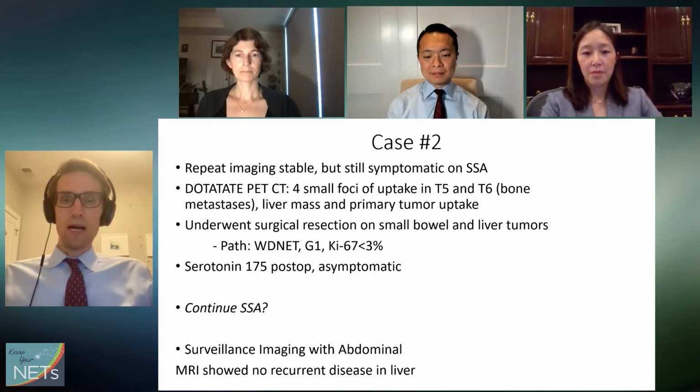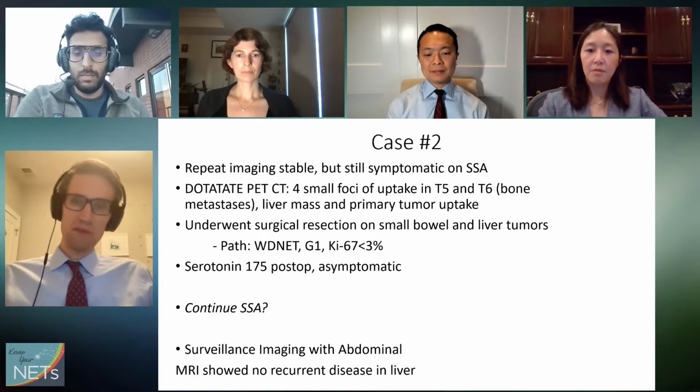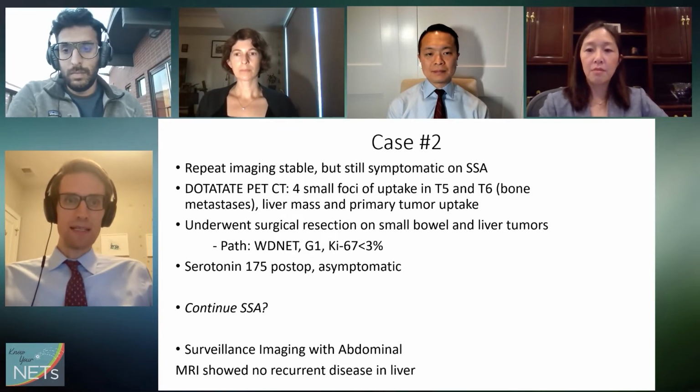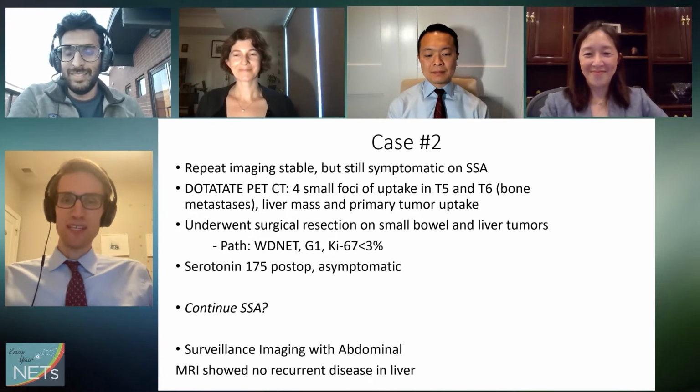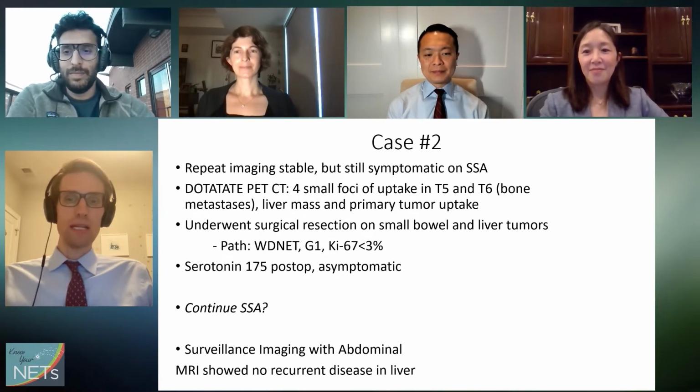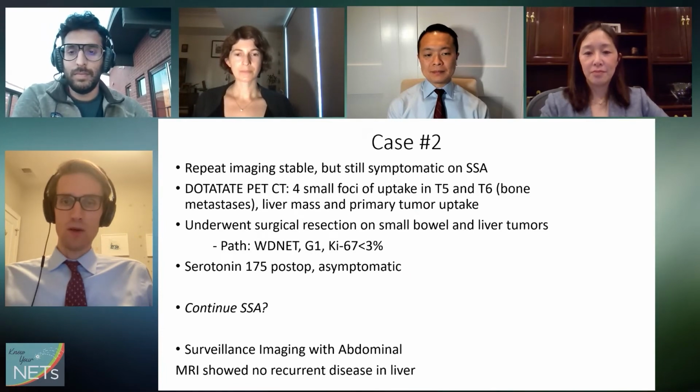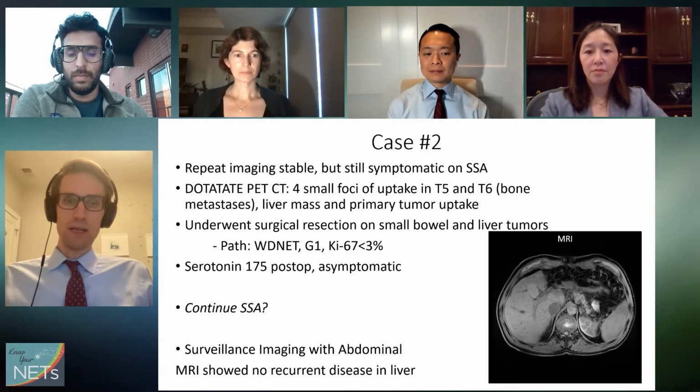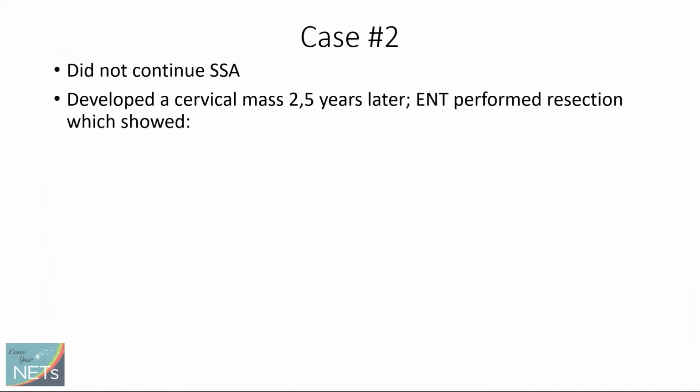Okay. So in this case, we had a discussion with the patient. He would rather not have the shot in the butt on a monthly basis unless he had to. So we continued with just close serotonin and MRI monitoring. There was no recurrent disease in the liver, as you can see here. And then about 2.5 years later, he developed a cervical mass that his wife noticed. He went to a local ENT doctor who performed the resection, and lo and behold, the resection showed a metastatic well-differentiated neuroendocrine tumor, this time grade 2 with a Ki-67 of 5%.